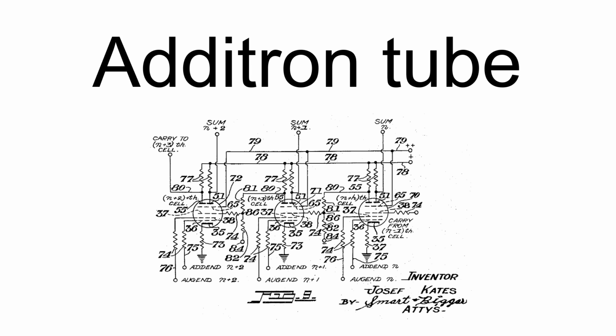The Additron was an electron tube designed by Dr. Josef Kates, circa 1950, to replace the several individual electron tubes and support components required to perform the function of a single-bit digital full adder.